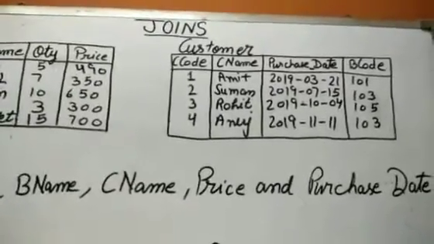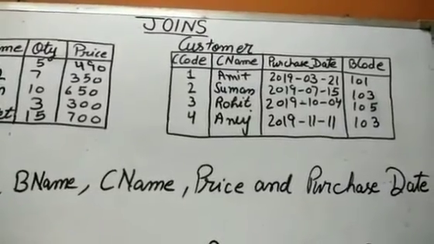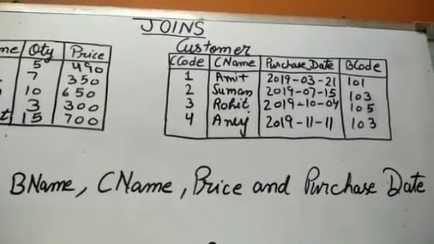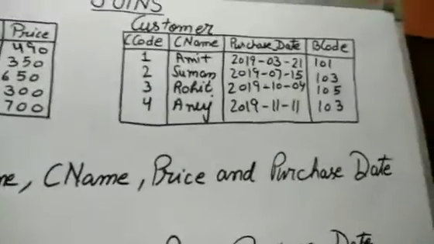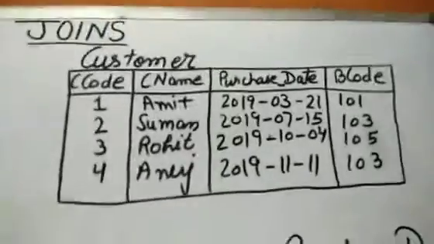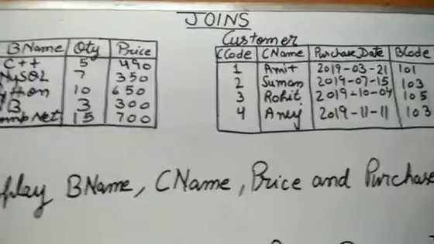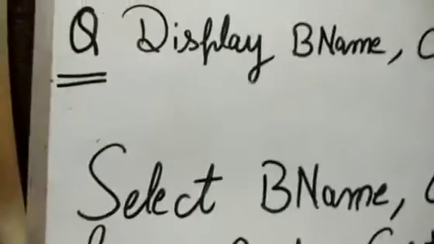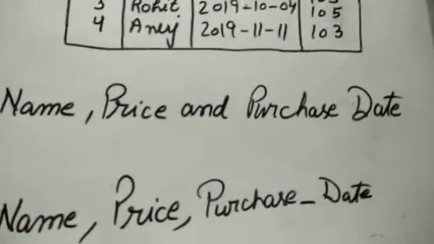First check, are these columns present in only a single table? Or do we have to combine the tables to generate the query? Of course, yes, because book name and price are present in the book table, and customer name and purchase date are present in the customer table. So we need to combine these two tables to write a join. So what will be the answer? Display means select. So we will start the command with select, and after that we will write all the columns: book name, customer name, price, purchase date.